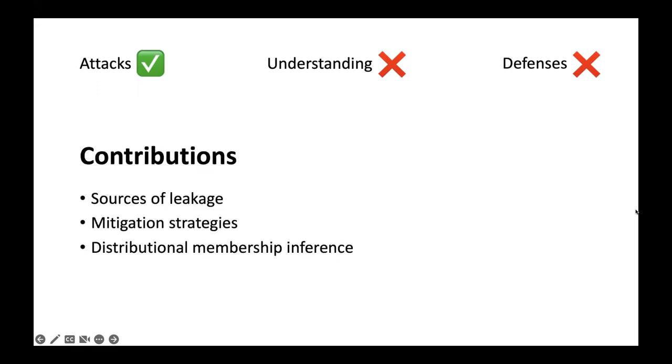With our work, we try to fill this gap. So first we identify the sources of distribution leakage, which are the reasons why those attacks work. Then we use those insights to develop defenses. And finally, we show a connection between distribution inference and membership inference. Unfortunately, due to time constraints, the last point won't be covered in this talk, but I'm happy to chat about it offline.